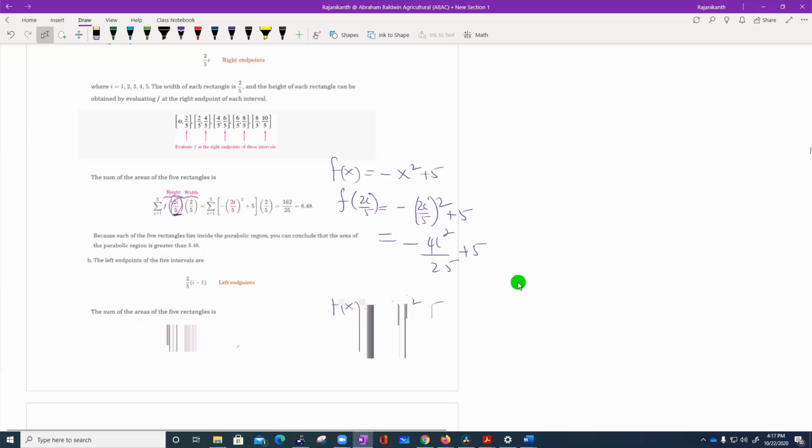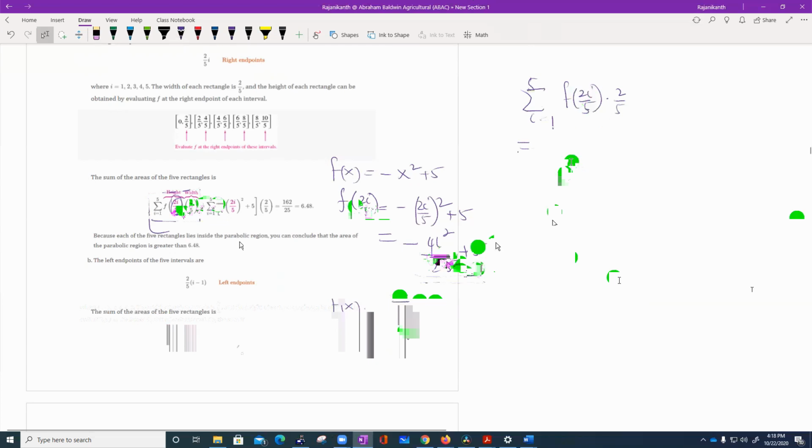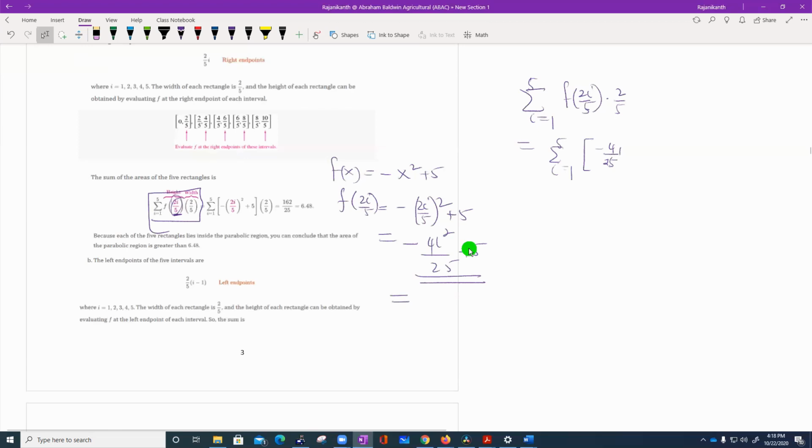So could you simplify further? Okay, let me write down this as my function value. So remember, your task is to find this one, right? Summation i from 1 to 5, function evaluated at 2i over 5, times the interval width 2 over 5. So now I have simplified this piece that is here. Okay, so I'm replacing this guy, negative 4 over 25 times i squared. This is my f of 2i over 5. Remember, you have 2 over 5 outside of the function to multiply. So now simplify this guy.